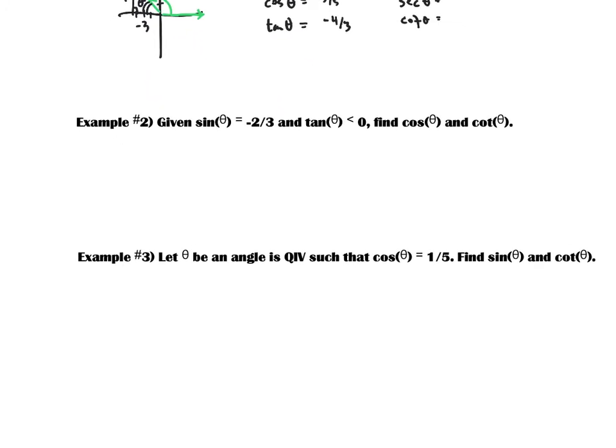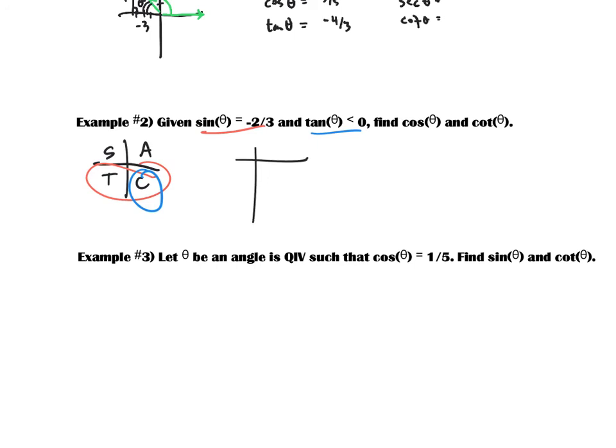Given that the sine of theta is negative 2/3 and tangent is less than 0, find cosine and cotangent of theta. So where would the sine be negative? That would be where the y values are negative. So that'd be in either quadrant 3 or quadrant 4. But I do know that the tangent is negative as well. So if I look at all students take calculus, the sine would be negative in these two quadrants, but the tangent is negative in that quadrant. So I've got an overlap here in quadrant 4. So I'm going to draw this angle in quadrant 4.